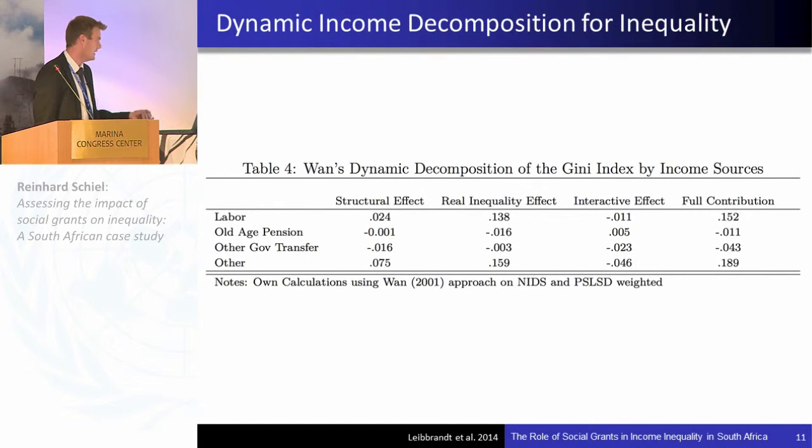Applying the WAN approach, the dynamic decomposition approach, to the South African data, we obtain the following results. I draw your attention to the final column here, the full contribution. Effectively, you can see that labor income has had quite a positive effect, which represents a disequalizing effect on income inequality over the period. The two government transfers both indicate negative effects, which shows that they are quite equalizing. In fact, they have reduced income inequality over the course of the period, and other income has also resulted in a disequalizing effect. So in essence, what we capture is that the changes in the Gini coefficient over the period have been driven mainly by labor income, and that the two social grants, or the two buckets of government income that we've created, have resulted in a decrease in income inequality.